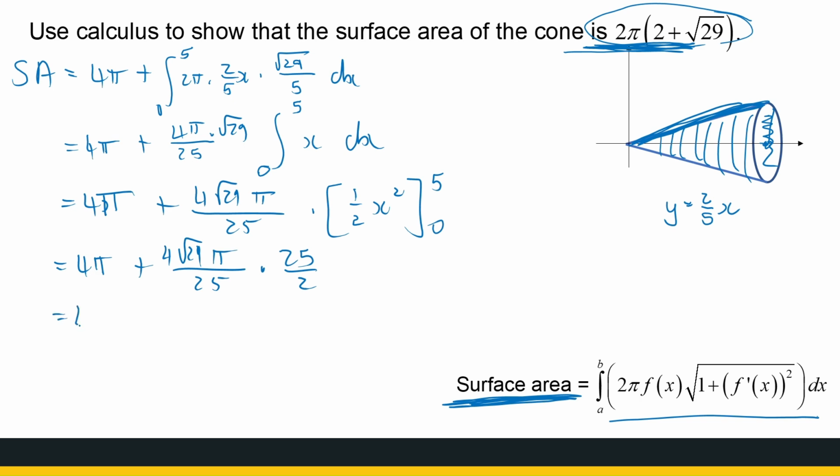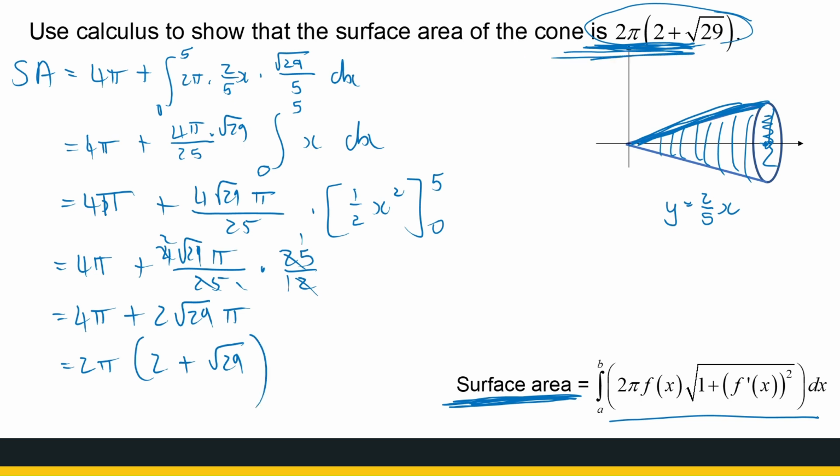And what are we left with? We're left with 4 pi. This goes into there once, twice. So we've got plus 2 root 29 pi. We can take 2 pi out as a common factor, and we're left with 2 plus root 29, which is exactly where we want it to be.